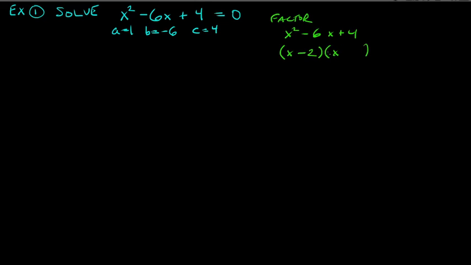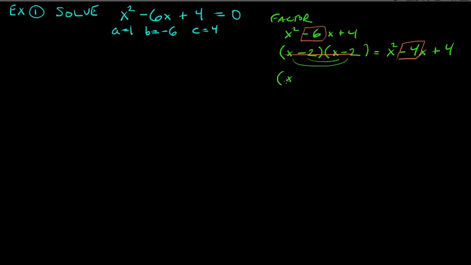So let's try negative 2 times negative 2, which is positive 4. Well, when you multiply this out, you get negative 2x minus 2x, you get negative 4x plus 4. So the plus 4 is correct, but what's not right is the middle term. This should be negative 6, not negative 4, so that did not work.